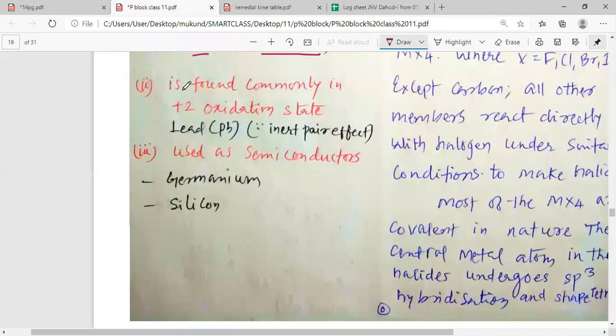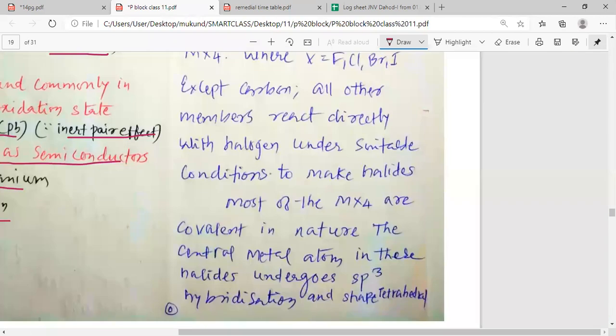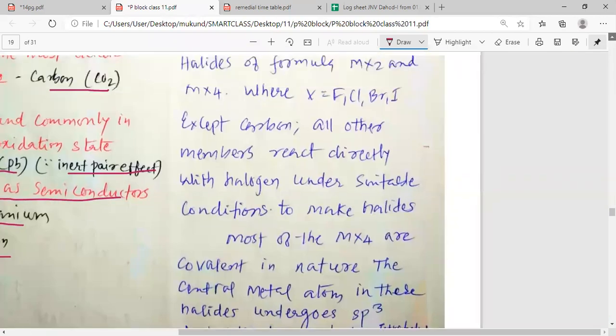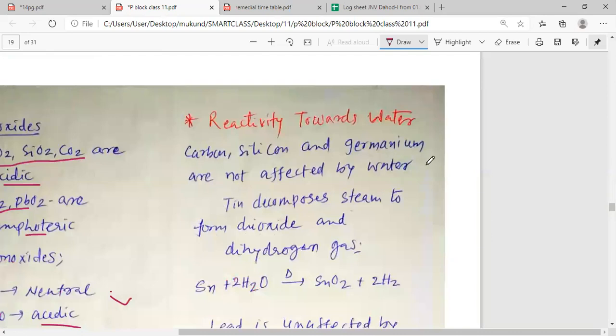Which is found commonly in +2 oxidation state? We know that as we go down the group, the inert pair effect is more, and that is why lead can form +2 oxidation state, which is the most stable oxidation state for lead. Which is used as a semiconductor, my dear students? Out of group 14 elements, germanium and silicon can be used as semiconductors. So these are the questions that are there in your text.